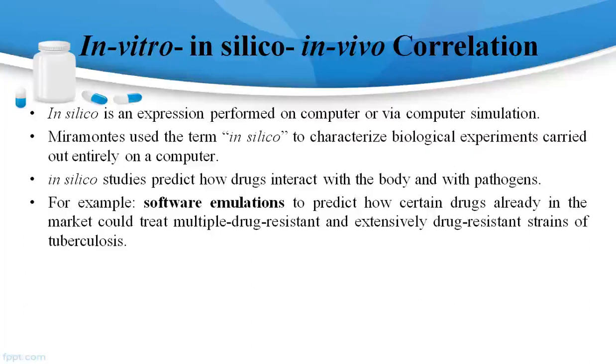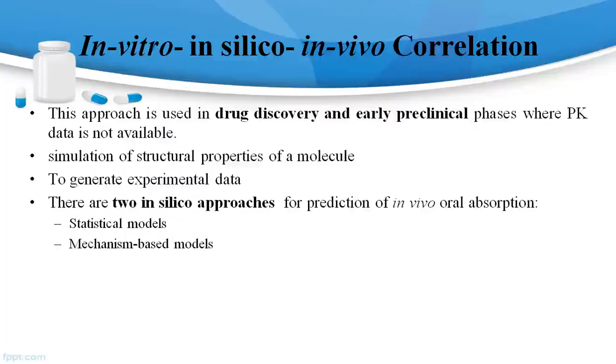For example, software simulations are used to predict how certain drugs already in the market could treat multi-drug resistant and extensively drug resistant strains of tuberculosis. This approach is used in drug discovery and the early preclinical phase where pharmacokinetic data is not available. It involves simulation of structure property of a molecule, and to generate experimental data.